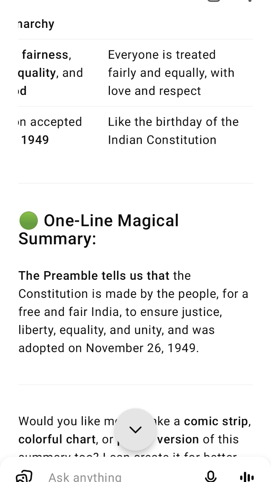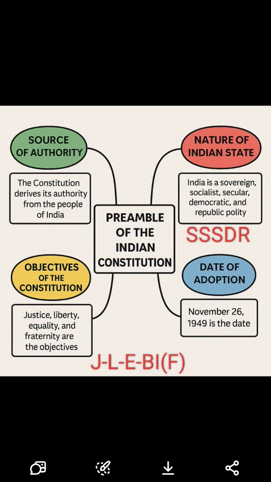Summary of Part 2. These five words tell us that India is free, sovereign; helps the weak, socialist; respects all faiths, secular; gives power to the people, democratic; and does not have kings, republic. Objectives of the Constitution. The goals of the Constitution are justice, liberty, equality, and fraternity. These are the core dreams of India, what kind of society we want to build.